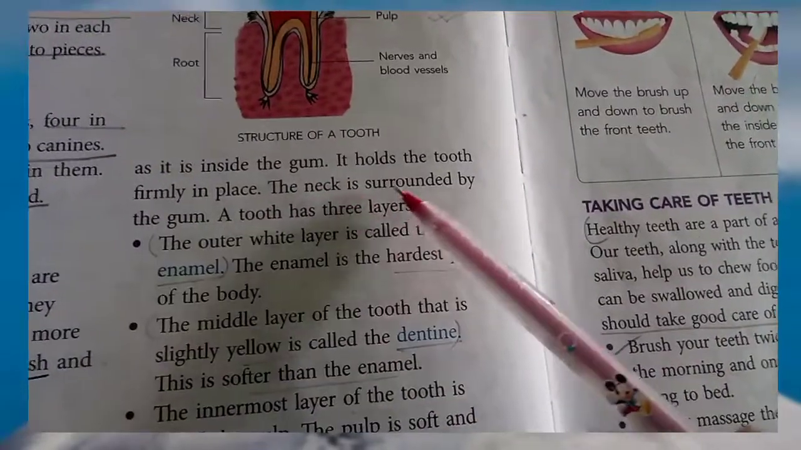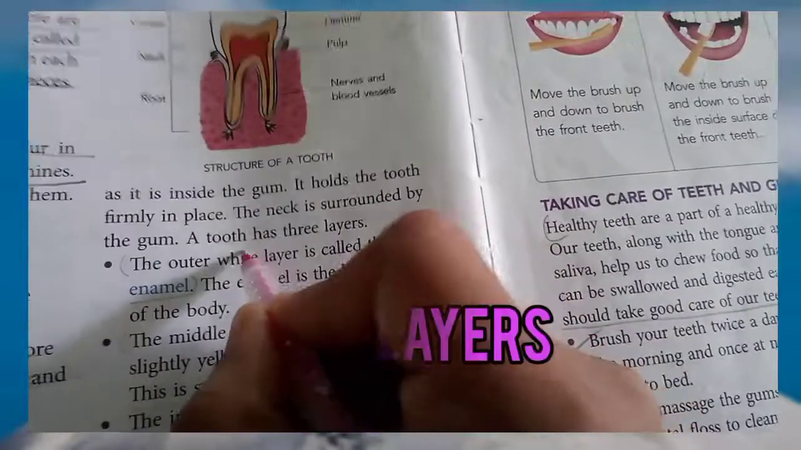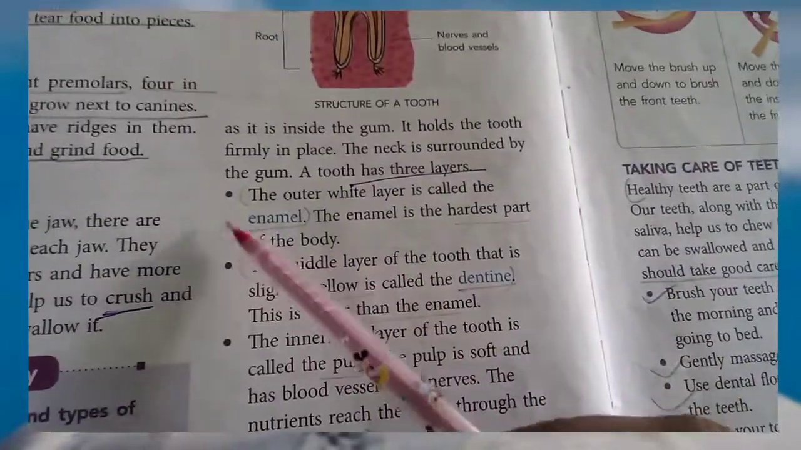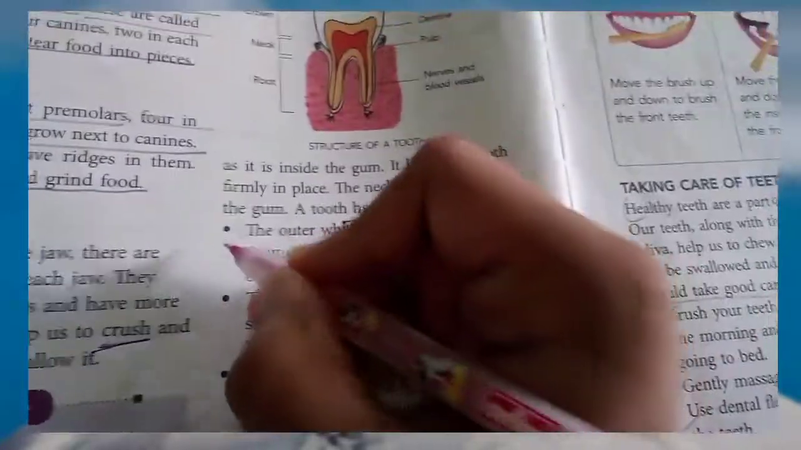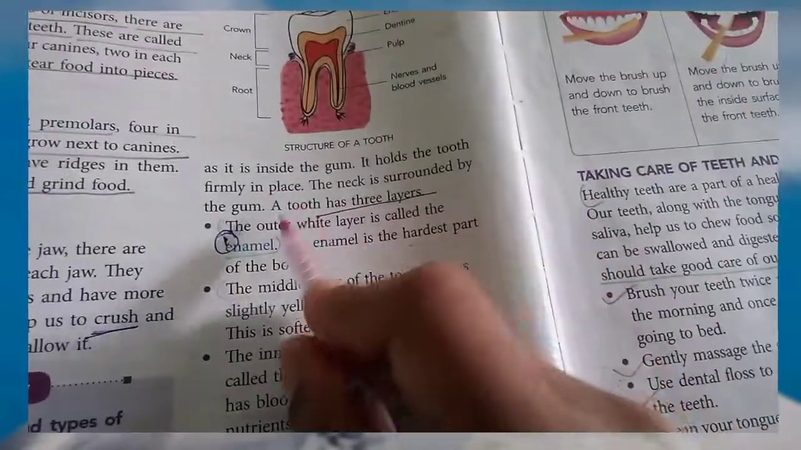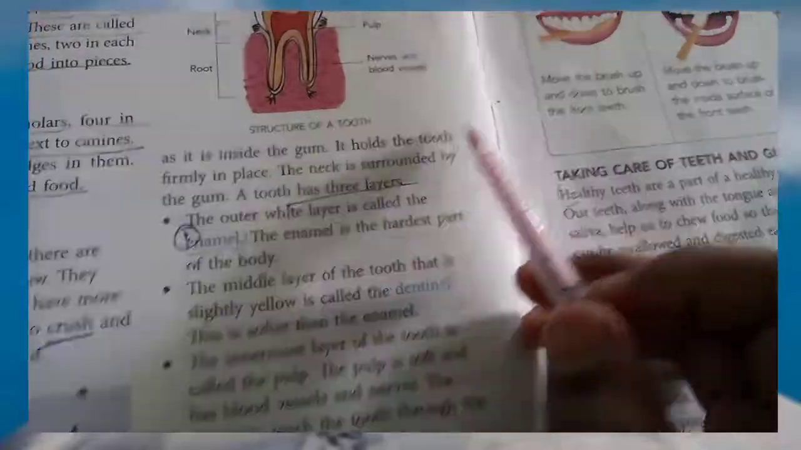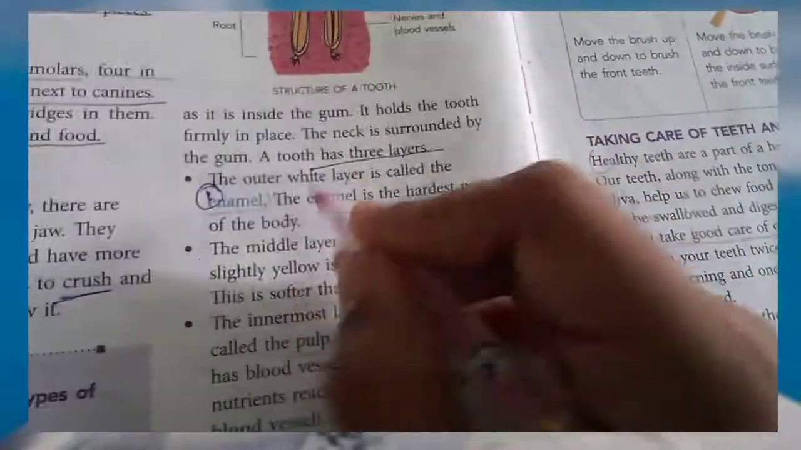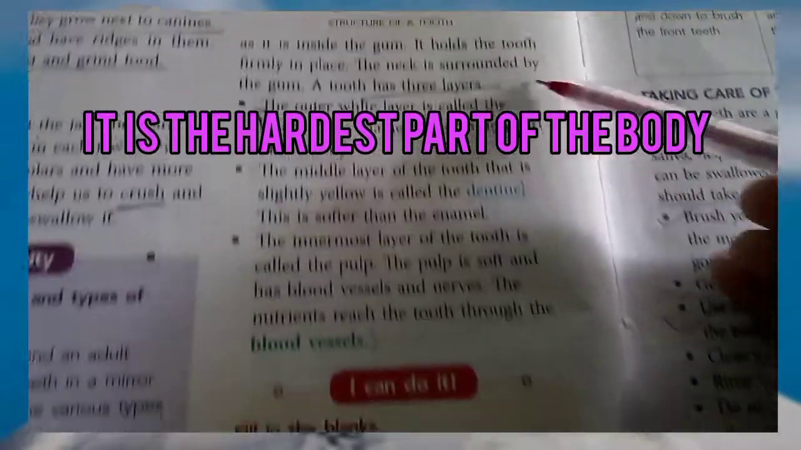The neck is surrounded by the gum. A tooth has 3 layers. The outer white layer is called the enamel. So the first layer is enamel. Okay? The enamel is the hardest part. You should know this. It is the hardest part of the body.